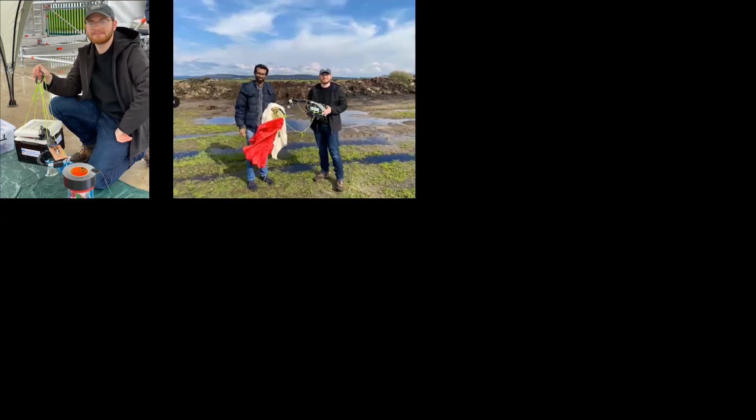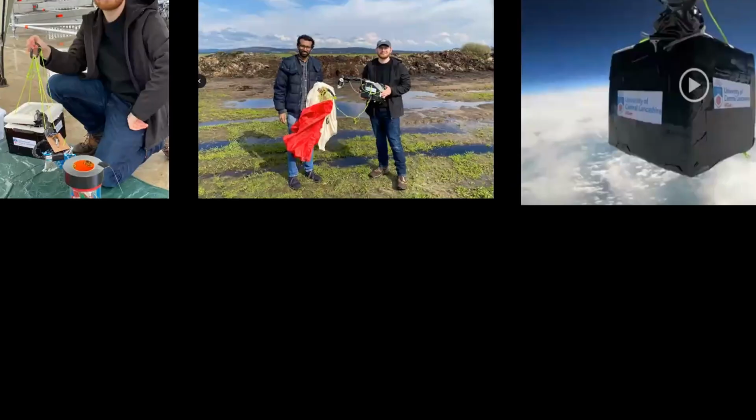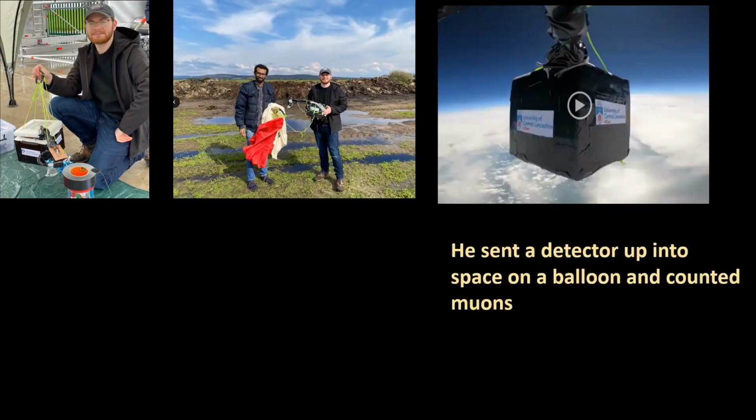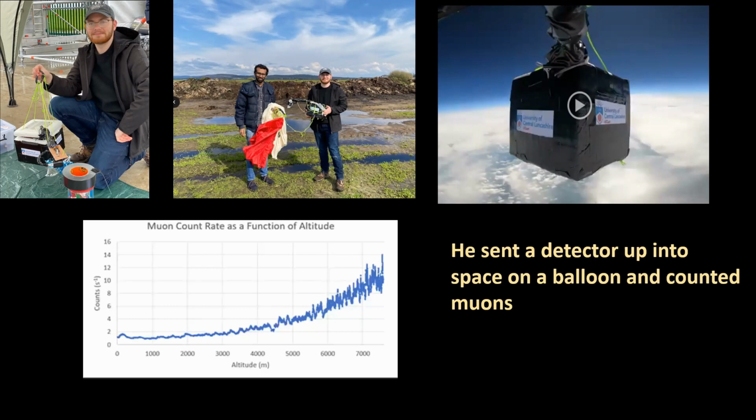And there's his sandwich box. Is it, what do we call it, picnic box? And then I'm going to get my friend to help me, and we're going to put it on a balloon. And we're going to take the balloon up into space, and we're going to measure the muons and see what happens. That's your experiment, isn't it? That's what you wanted to do. And there it is. He put a camera on it, and you can just see the curve of the Earth. He sent a detector into space on the balloon and counted muons.